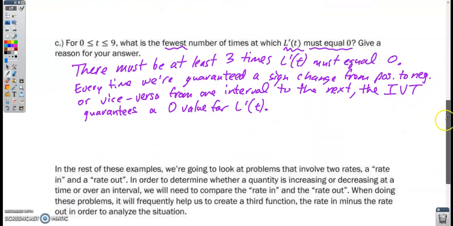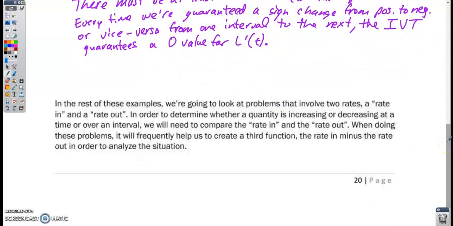All right, continuing on. The rest of the examples we're going to look at in this lesson involve problems with two rates, a rate in and a rate out, in order to determine whether a quantity is increasing or decreasing at a time or over an interval. We're going to compare the rate in and the rate out. If rate in is bigger than rate out, then the quantity is increasing. If rate out is bigger than rate in, then the quantity is decreasing. If those are equal, then the quantity is neither increasing nor decreasing.